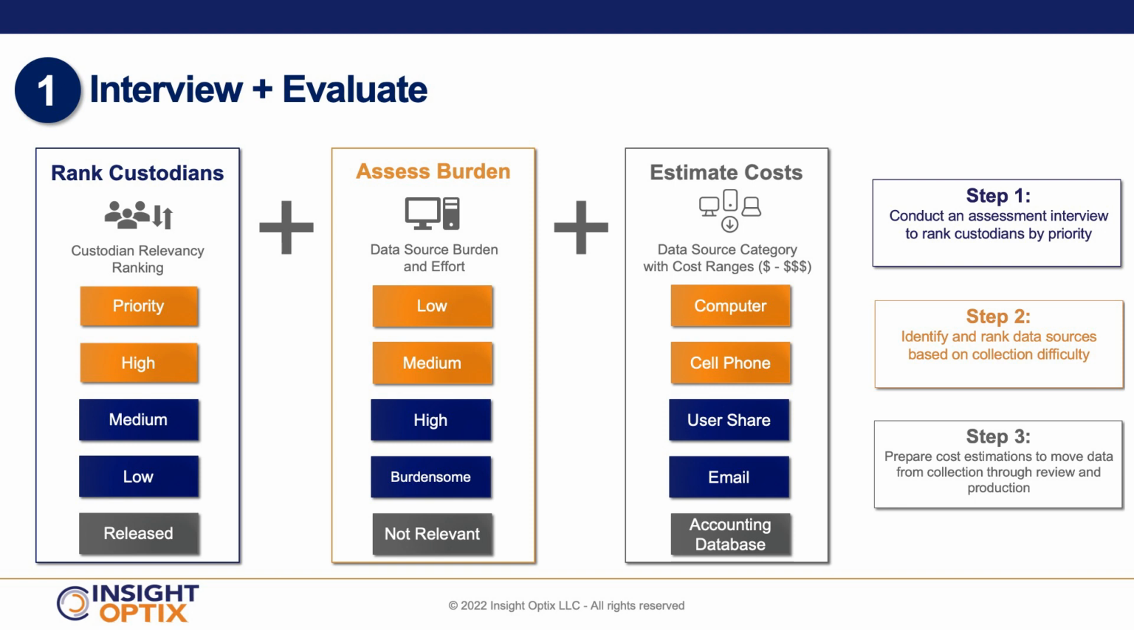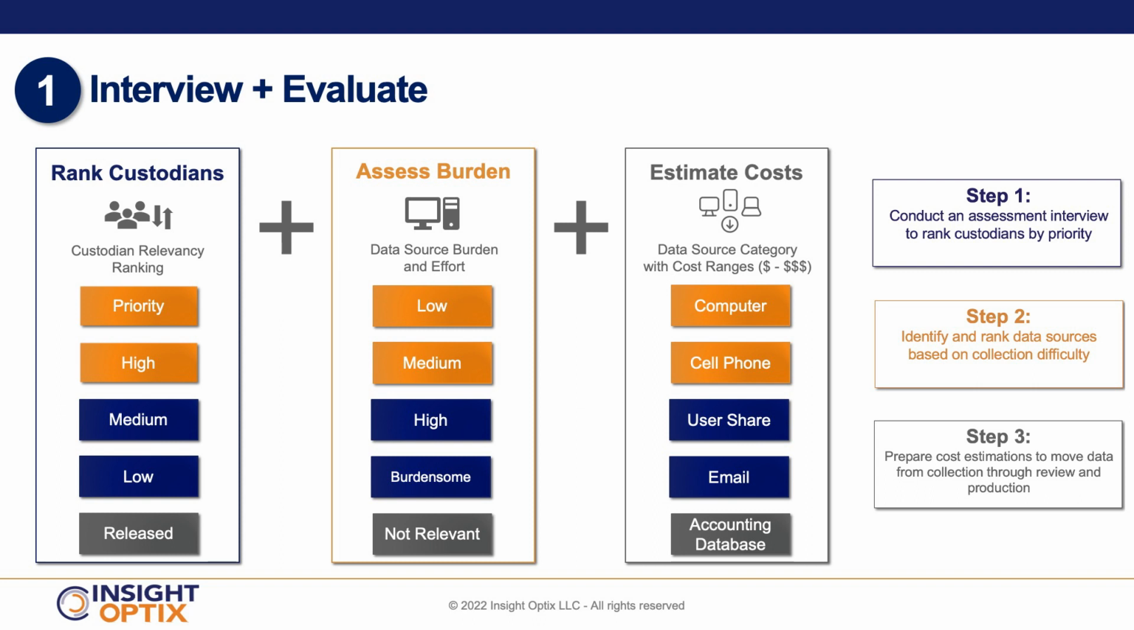During the interview and evaluate stage, there are 3 metrics that are created pertaining to custodian relevancy, data source burden and effort, and cost estimation. So the first component is to understand our custodians and data sources. We're going to conduct a 5-minute assessment interview to score and rank custodians based on their relevancy to the claims and defenses, using a scoring mechanism to create an overall relevancy score.